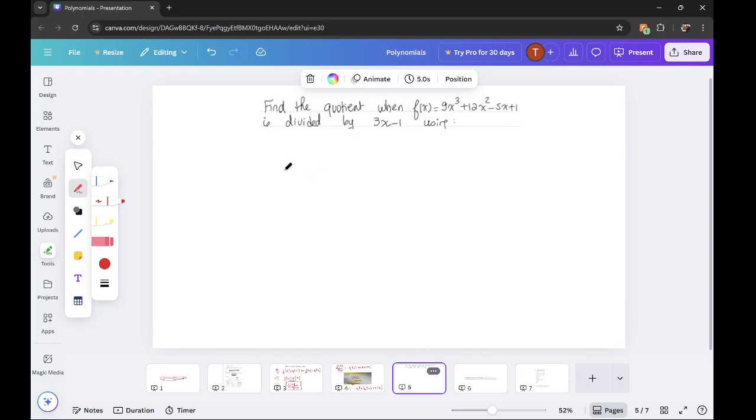Now let's try a question, and I'm going to explain what synthetic division is. In synthetic division, the first thing that you have to do is still draw your table for division.